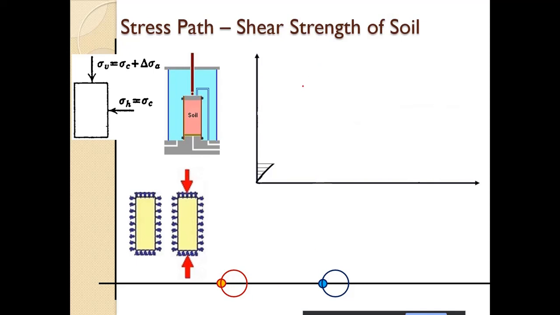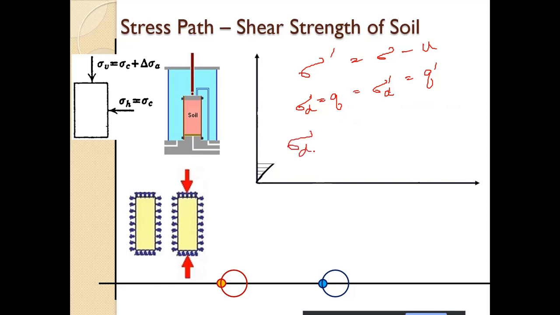So if you remember, sigma dash is equal to sigma minus U. Okay, but in case of deviatoric stress or Q, it is ultimately equal to sigma deviator or effective. The pore water pressure has no effect on the deviatoric stress. So how can we know that?